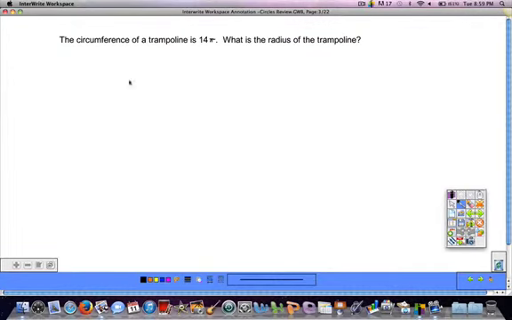Here we go. We are given the circumference. All right, so C equals pi d. All right, and this I would like for you to memorize, but it is on your reference sheet, so you do not have to memorize this.